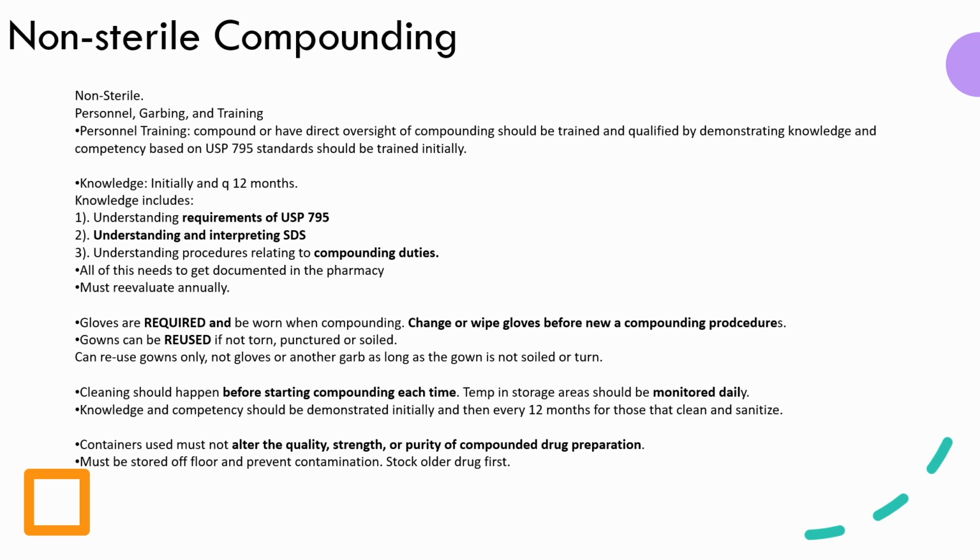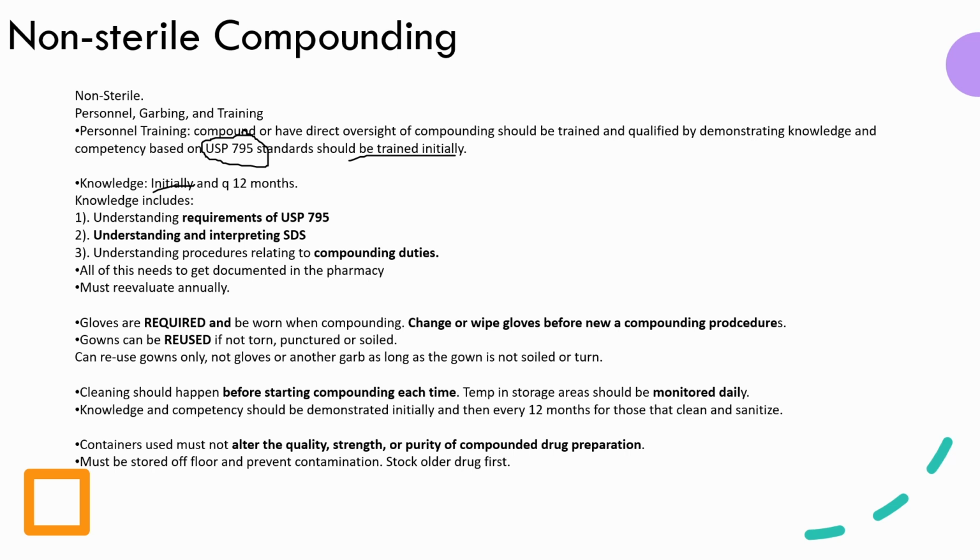Okay, so we have non-sterile compounding. When it comes to non-sterile, let's talk about personnel training. We already talked about how there needs to be a designated person who is involved with the training and qualifications, and the ones doing these things need to be trained and qualified by showing their knowledge and competency based on the 795 standards. Anything non-sterile falls under 795 and should be trained initially, and every 12 months thereafter.